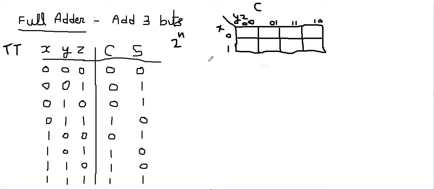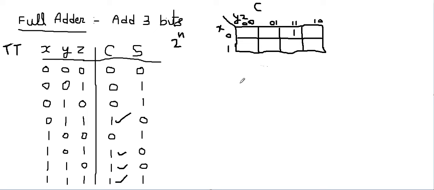So how to place the ones? Again we have to place four ones: one is here and three ones are here, in this position. For this combination, when x is 0, y is 1 and z is 1, we will place 1. So in this cell we have to write 1.